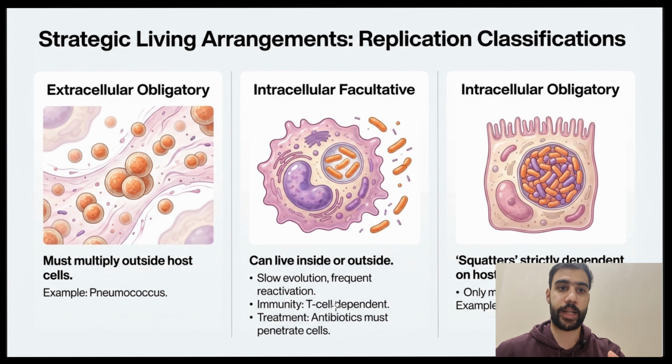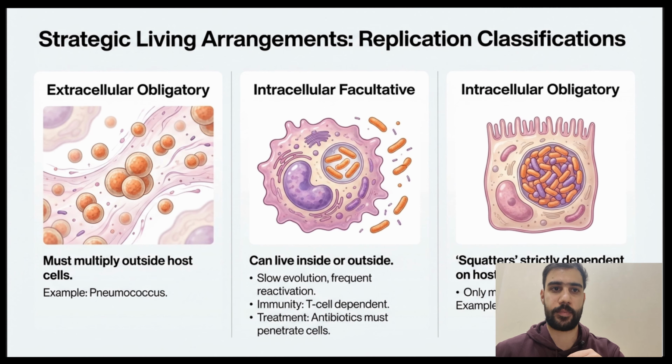Then we talk about intracellular obligatory. These are bacteria that live only inside the cells. They only multiply inside. For example, we have chlamydia and all rickettsias.